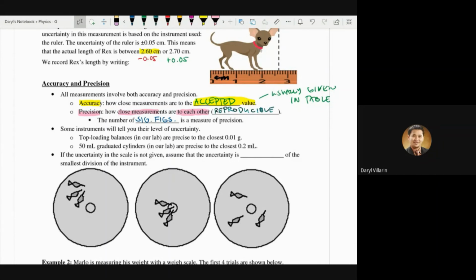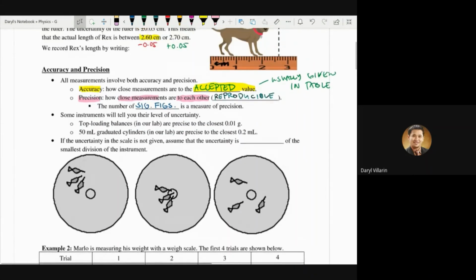If there's none, these are just some examples. These are some of the digital balances in our laboratory here in St. Pat. So the precision is 0.01 gram. That means that it can read 0.01 of a gram. And for graduated cylinders, it's around 0.2 ml. Okay. If the uncertainty in the scale is not given, assume that the uncertainty is 1/10.